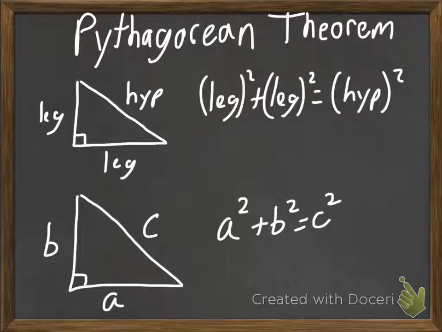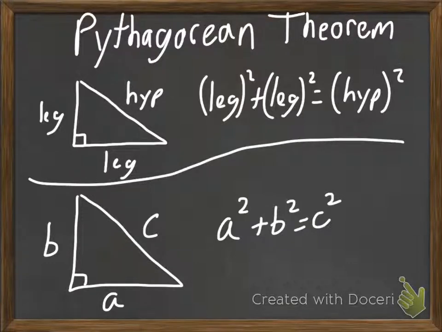The Pythagorean Theorem. If you have a right triangle, I'm going to start first with this top picture and formula. If you have a right triangle with the legs and the hypotenuse, there is a formula that you can create. It says that one leg squared plus another leg squared equals the hypotenuse squared. And this is true for all right triangles.